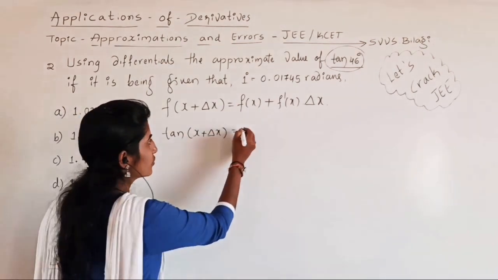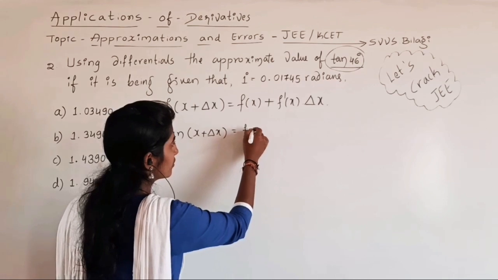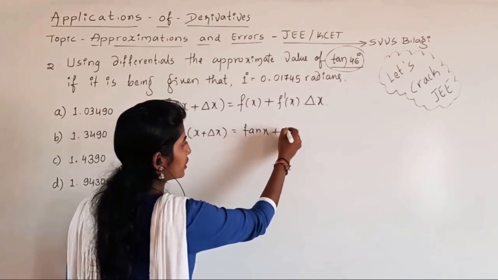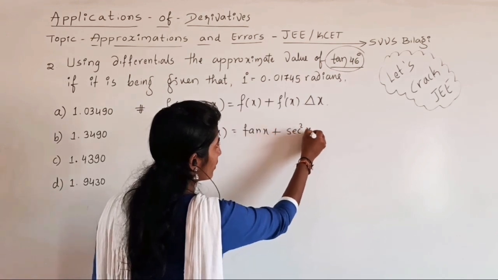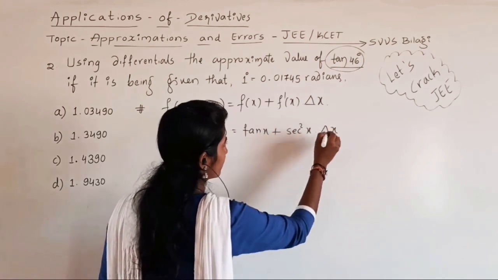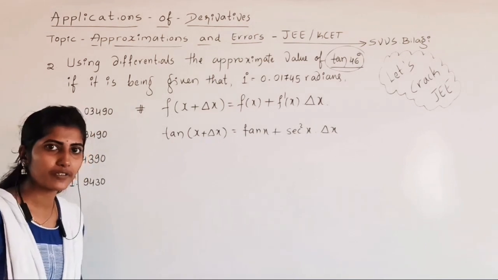Since it is tan, write tan x plus its derivative. The derivative of tan x is sec square x into delta x. This is how we need to write.